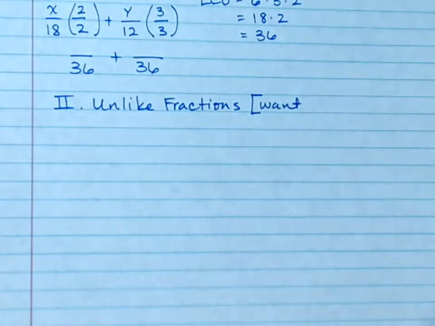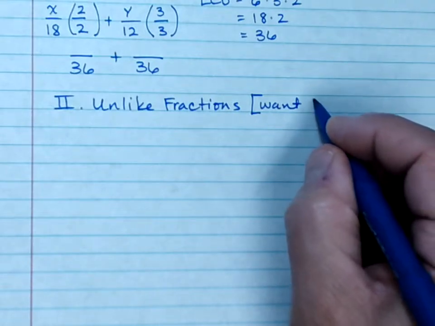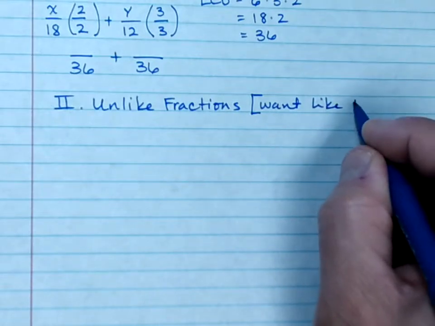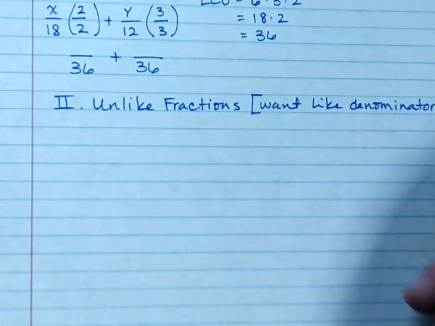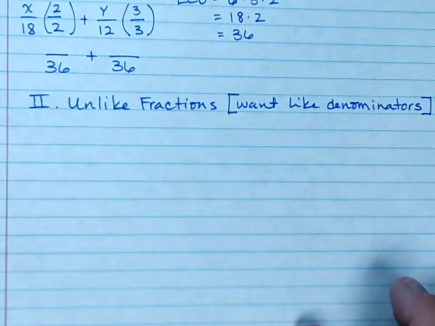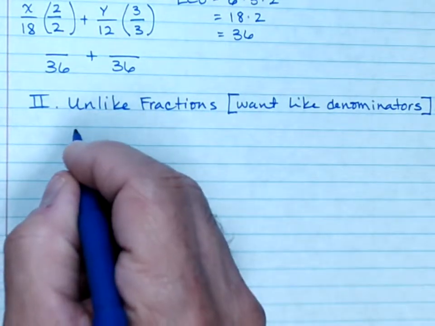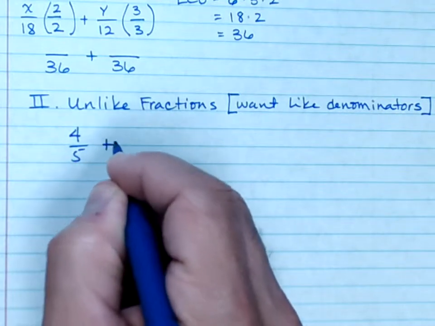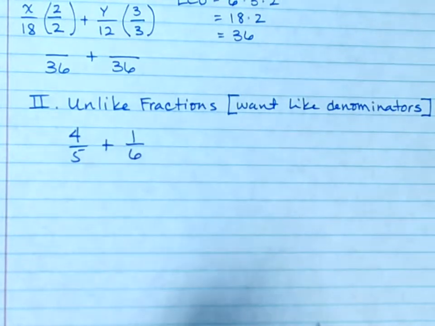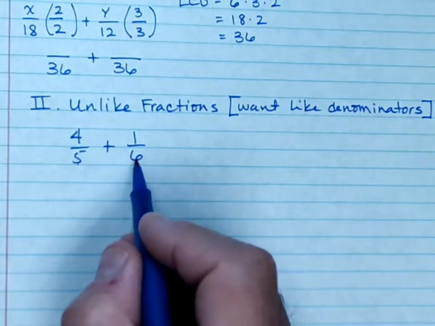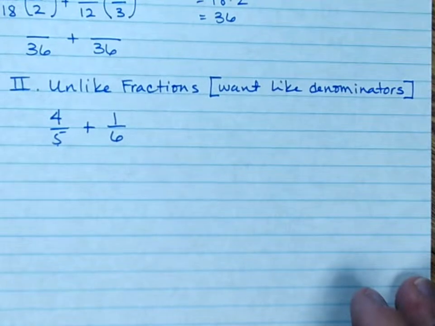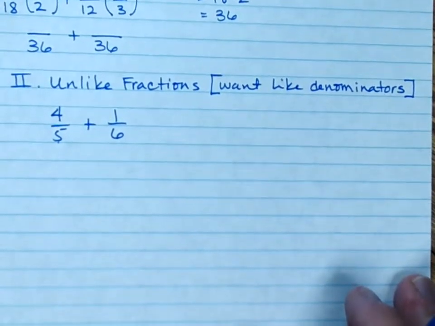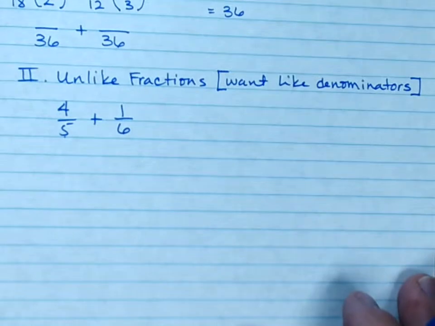So we're going to have unlike fractions. We want like denominators. So we'll start off with 4 over 5 plus 1 over 6. Now I chose this on purpose. 5 is prime, 6 is composite, but they're also consecutive numbers. Hopefully you've paid attention to some of our definitions, because we've talked about consecutive.